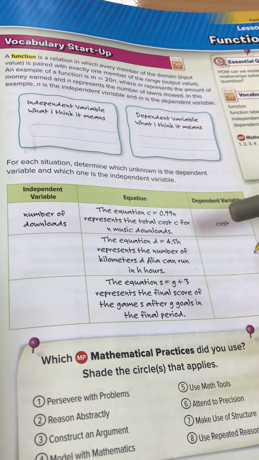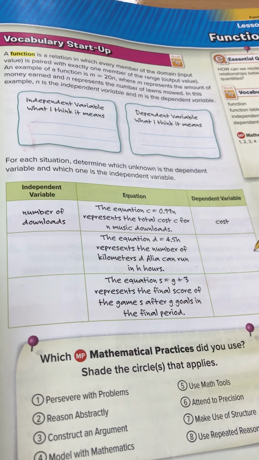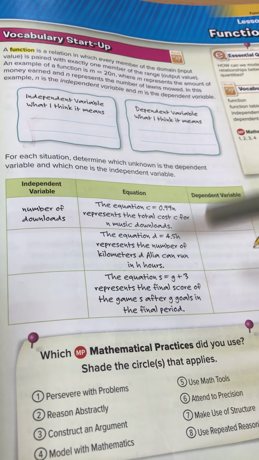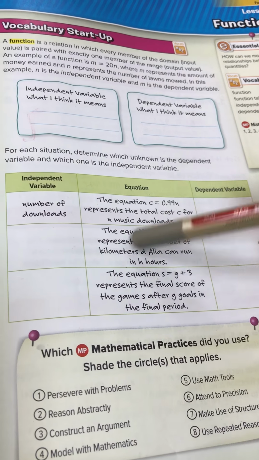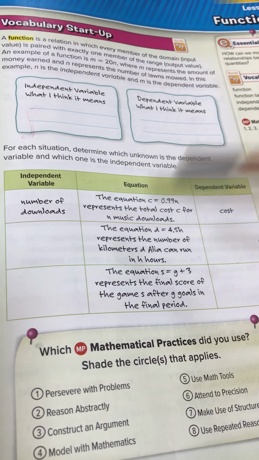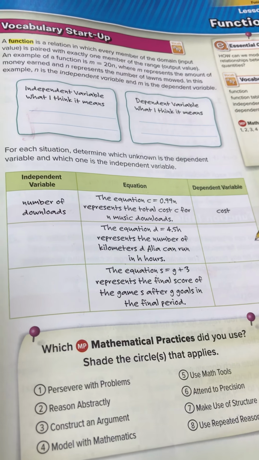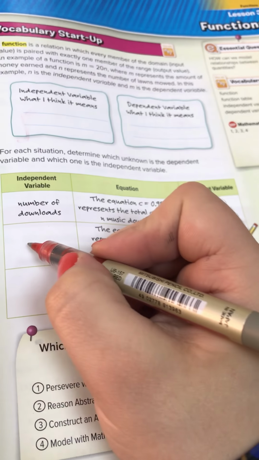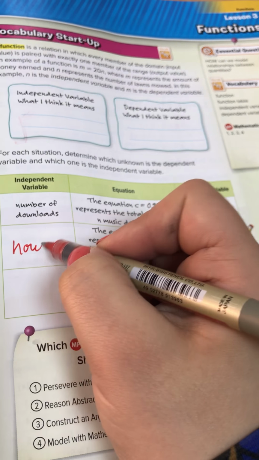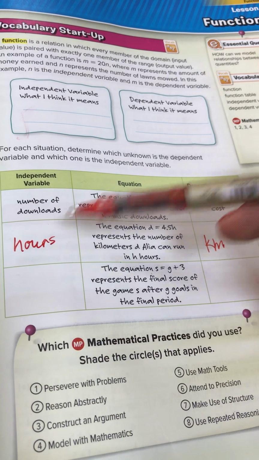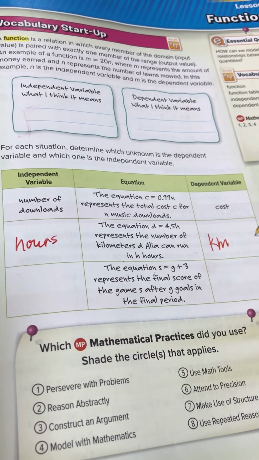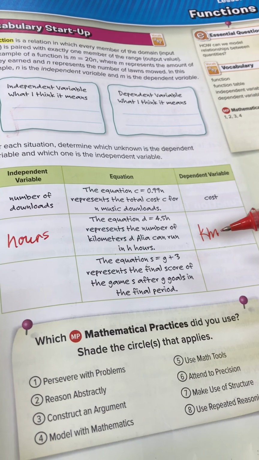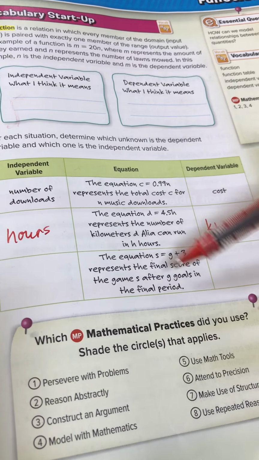It says the equation D equals 4.5h represents the number of kilometers D Alia can run in h hours. So here again, you don't know how many kilometers she can run if you don't know how many hours she's been running. So kilometers would be my dependent variable and hours would be my independent, because the hours determine how many kilometers she can run. The more hours she's running, the more kilometers she will go. And then this one, same thing.